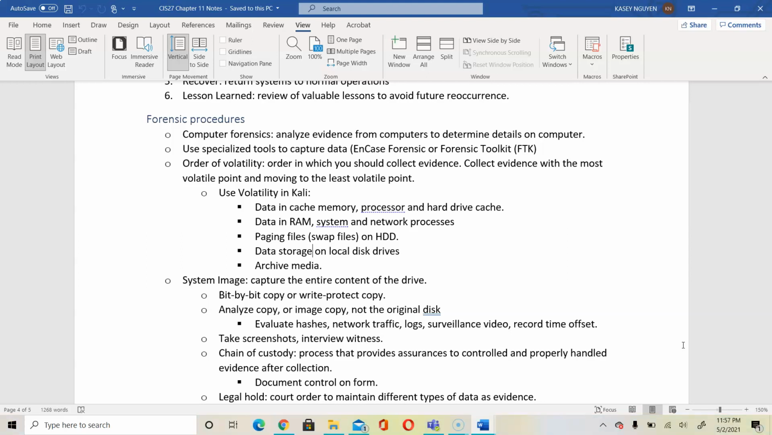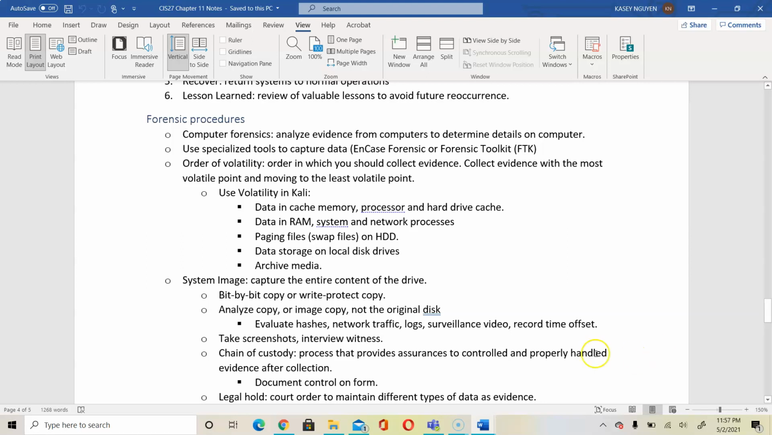So what are the things that we would look for? We'll look into hashes. We would look into network traffic, logs, surveillance video, record of time offset, timestamp, files that are stored, and so on. And during that process, we would take screenshots. We would interview witnesses if there are witnesses. And we would perform what's called chain of custody.